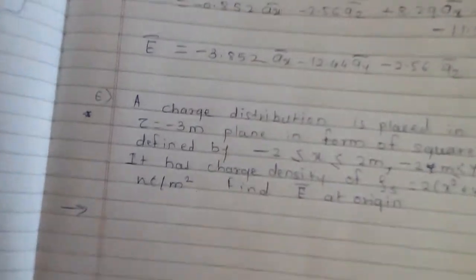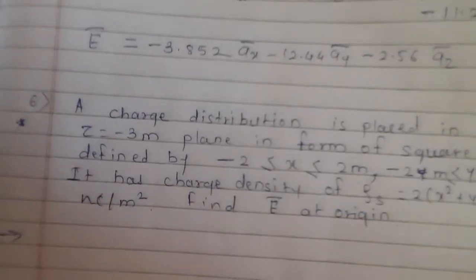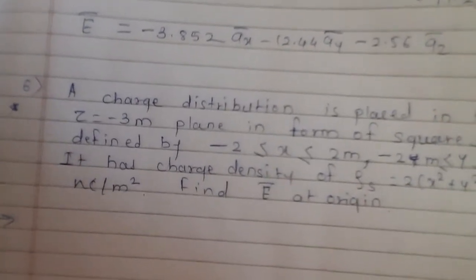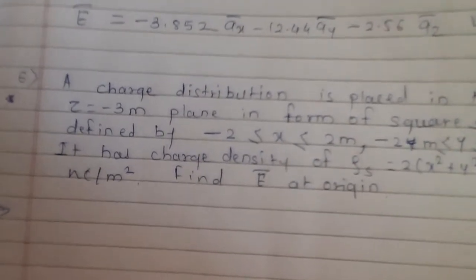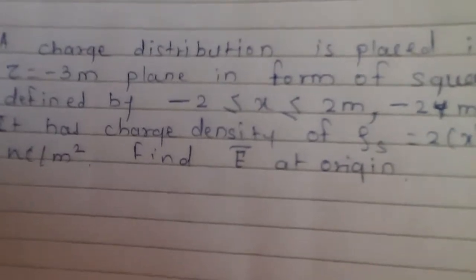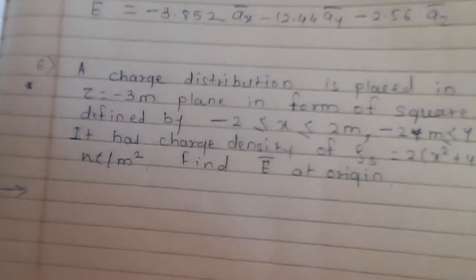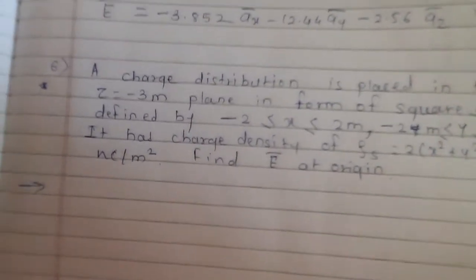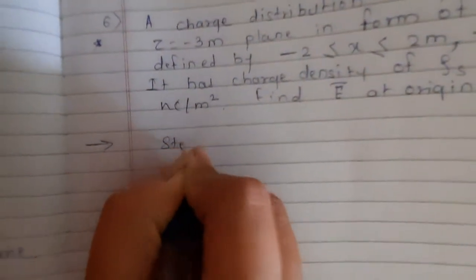So for solving this problem, there are 3 steps. First, locate the given sheet in the coordinate system. The second step is to consider a small charge dq on the surface and draw the vector from dq to the origin, that is r bar, and then calculate the unit vector ar bar. And the third step is to use the basic equation for dE bar, and then integrating that dE bar we can calculate the E bar. So first we draw the diagram for the given charge distribution.